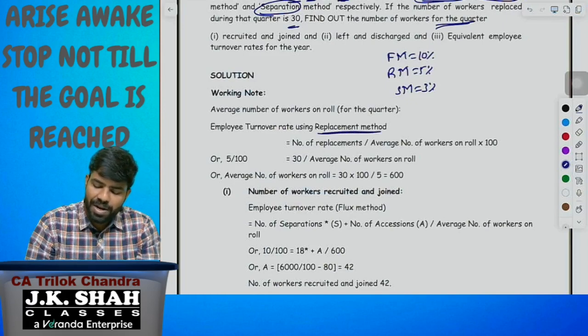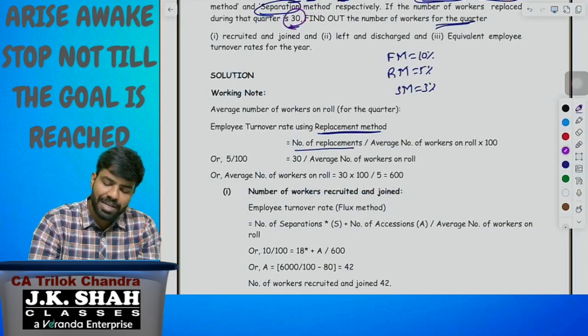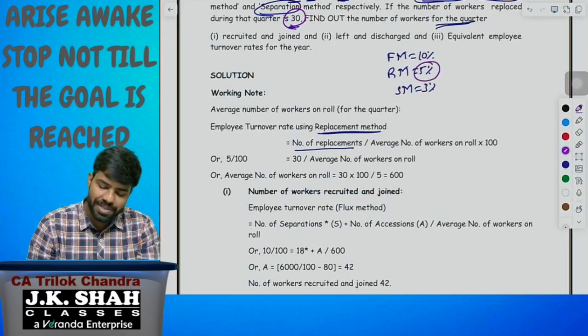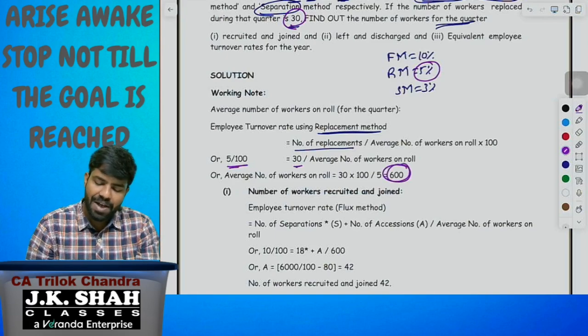We all know the formula: number of replacements divided by average number of workers on roll. The given number of replacements is 30, and the replacement percentage is 5%. So 5 divided by 100 equals 30 divided by the average number of workers on roll. So we are getting the average number of employees as 600.